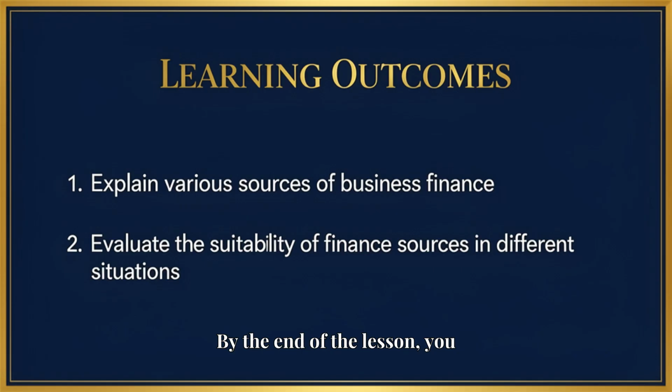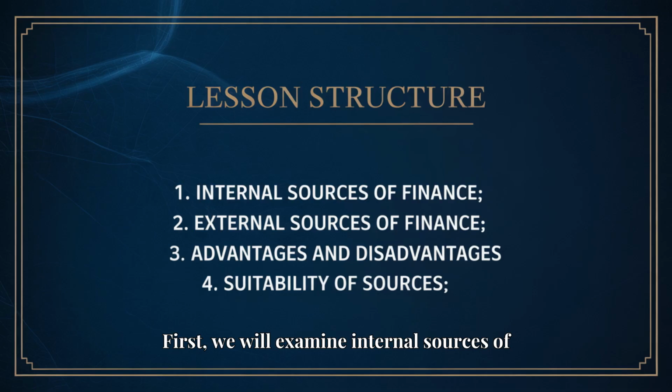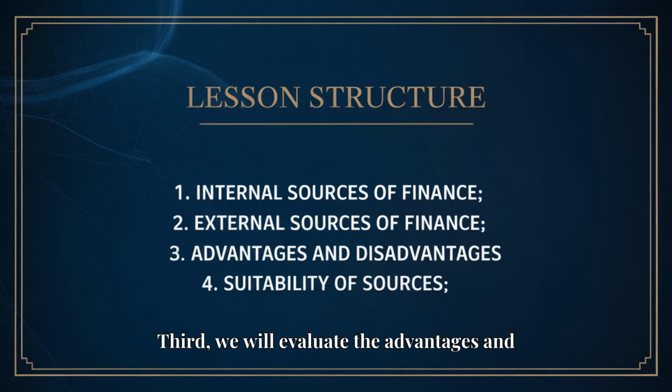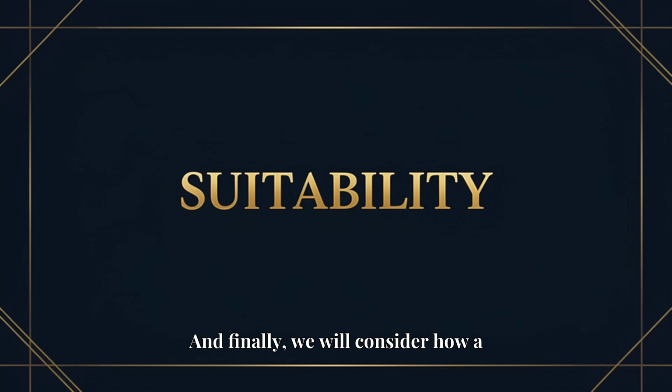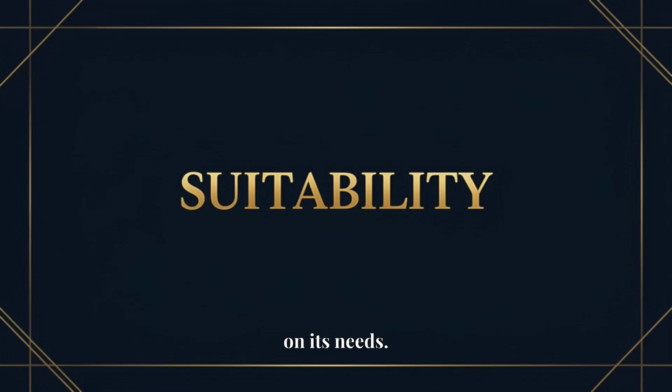By the end of the lesson, you should be able to explain where business finance can come from and evaluate which source may be most suitable in different situations. Today's lesson has four main parts. First, we will examine internal sources of finance. Second, we will explore external sources of finance. Third, we will evaluate the advantages and disadvantages of each source. And finally, we will consider how a business chooses the most suitable source depending on its needs.